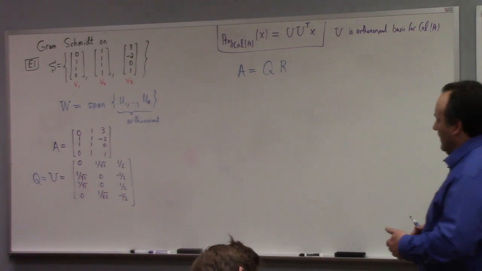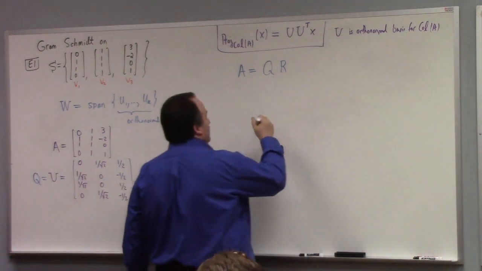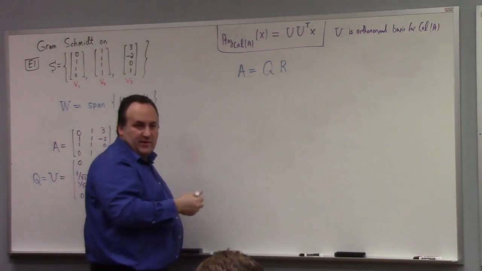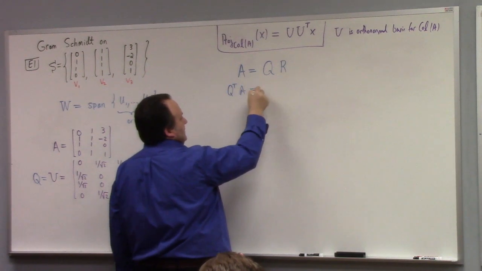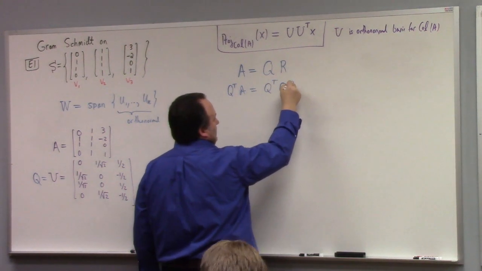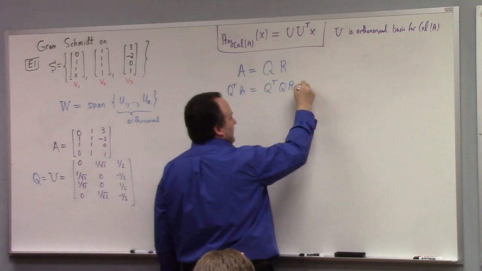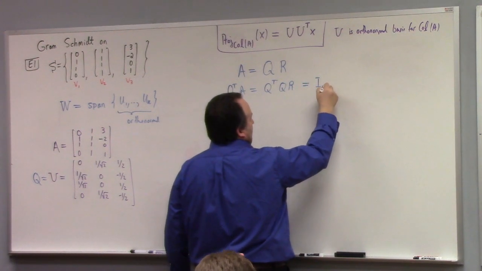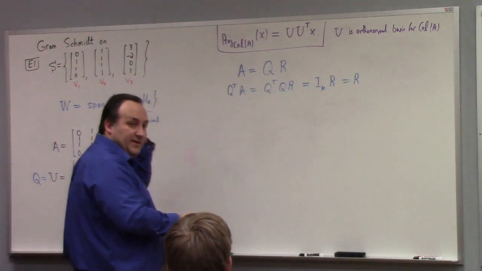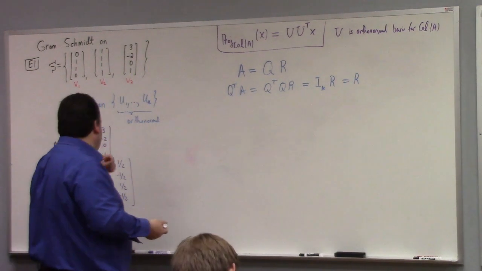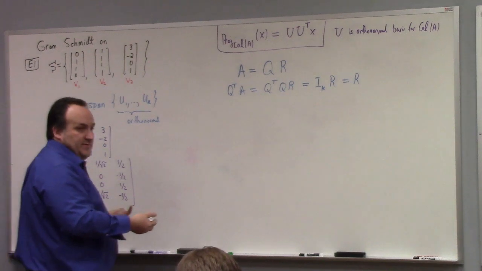Okay, so how do you solve for R? What if we just multiply both sides by Q transpose? So we've got Q transpose A is Q transpose QR, but Q transpose Q is just the identity, right? It's the K by K identity, which is just R again. So we can figure out what R is simply by multiplying A by the transpose of Q.